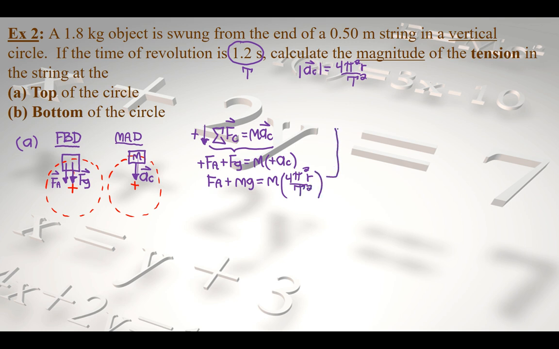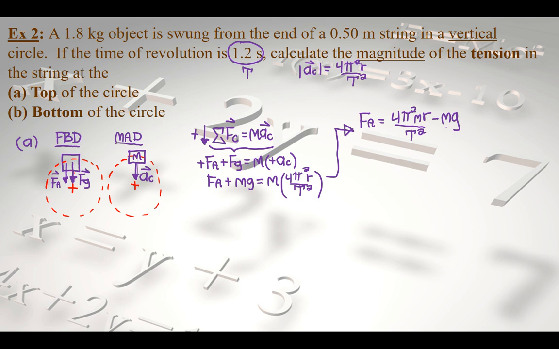Okay, let's bring this up here and continue the work. All right, so I want to get FA by itself. I can do that just by moving mg to the other side. So I'd then have FA would be equal to, let's bring this m in here, we'll write it after the pi. So we'll write down 4 pi squared mr over T squared, and then minus m times g.